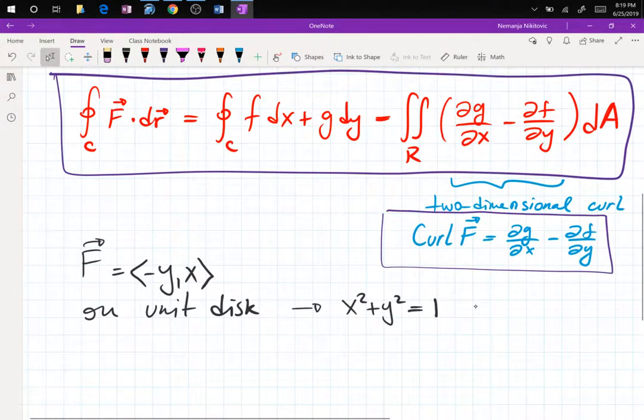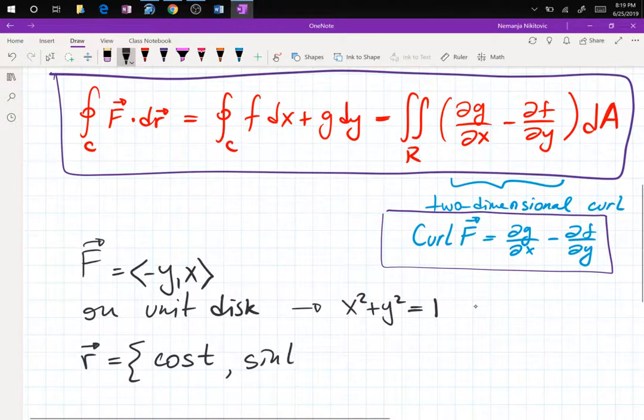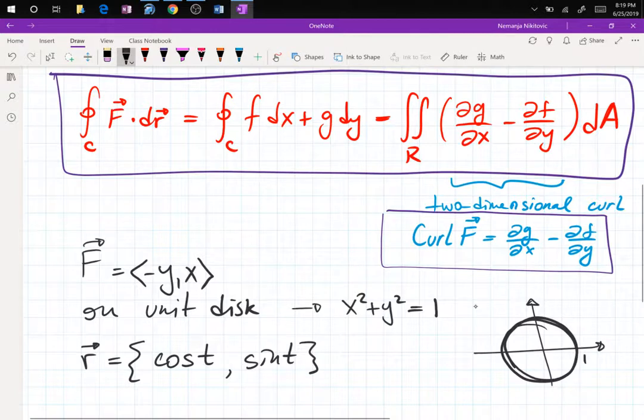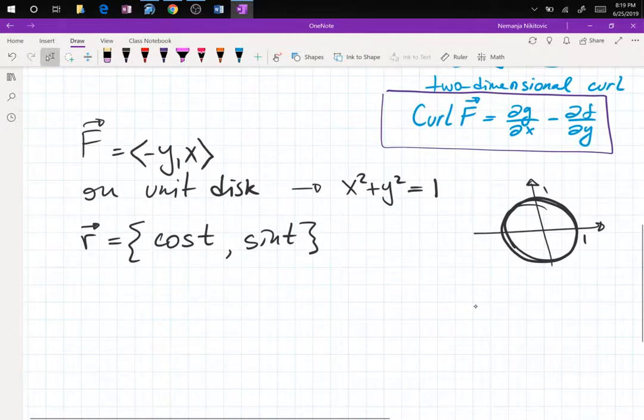So what do we have? First off, I have my parametric equations, which are cosine t, or cosine theta, sine theta. Now, if you flip your notes back to 17.2, you will find me doing this problem the long way through the line integral. Now, instead of doing the line integral, we realize that we are on a disk, and we are going to compute the curl.